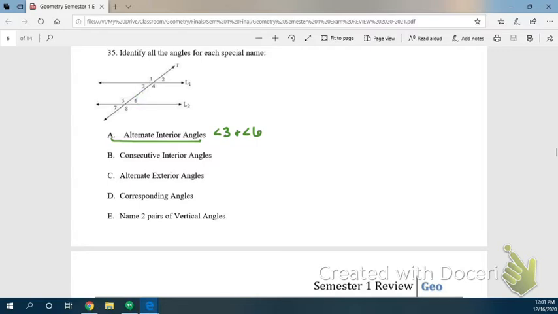You can also say angle 5 and angle 4. Consecutive interior are when they're on the interior, but they're on the same side of the transversal. So I'm going to do this in red. That would be like 6 and 4. Or you could also say angle 3 and angle 5.